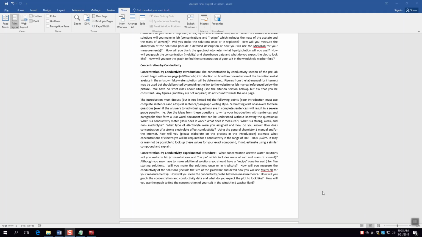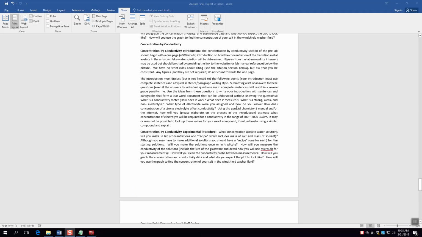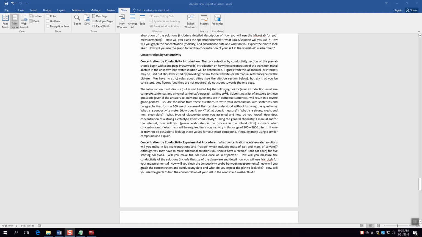So the next section of the experiment is the conductivity measurement by concentration. Or rather, the concentration by conductivity. So in this portion of the video, I'm going to go over two things primarily, both the introduction, as far as what you need to write in the actual lab report alongside the hypothesis, and the experimental procedure for what you're actually going to do in the lab.